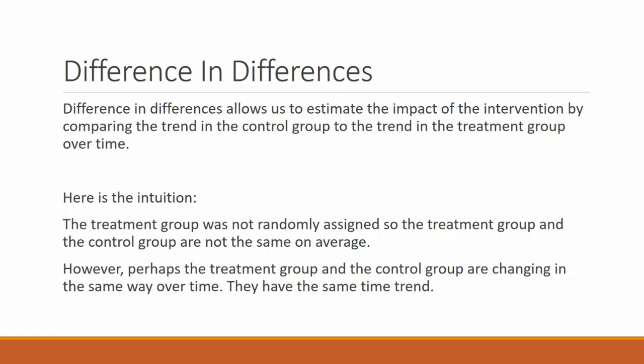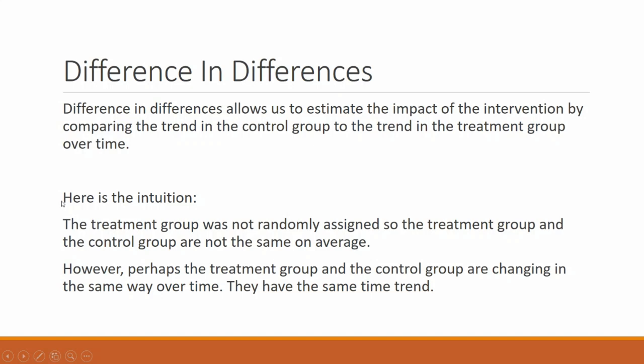Okay, difference in difference allows us to estimate the impact of the intervention by comparing the trend in the control group to the trend in the treatment group over time. So here's the intuition. The treatment group was not randomly assigned, so the treatment group and the control group are not the same on average.